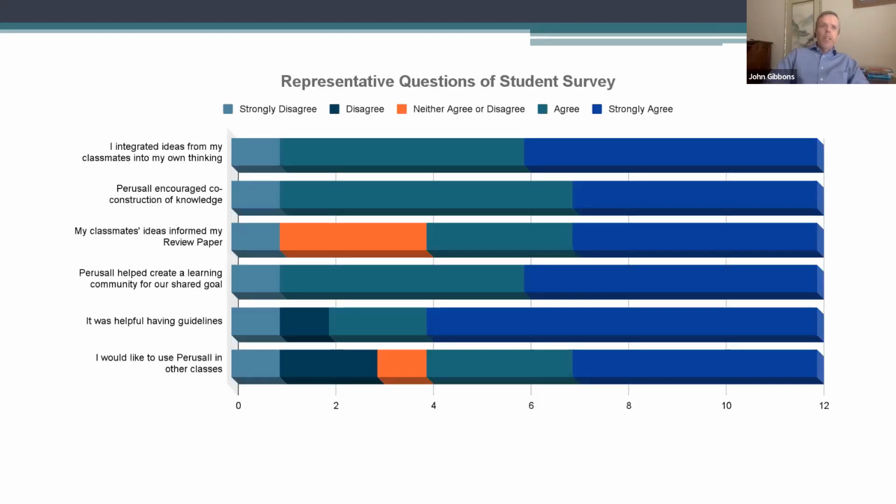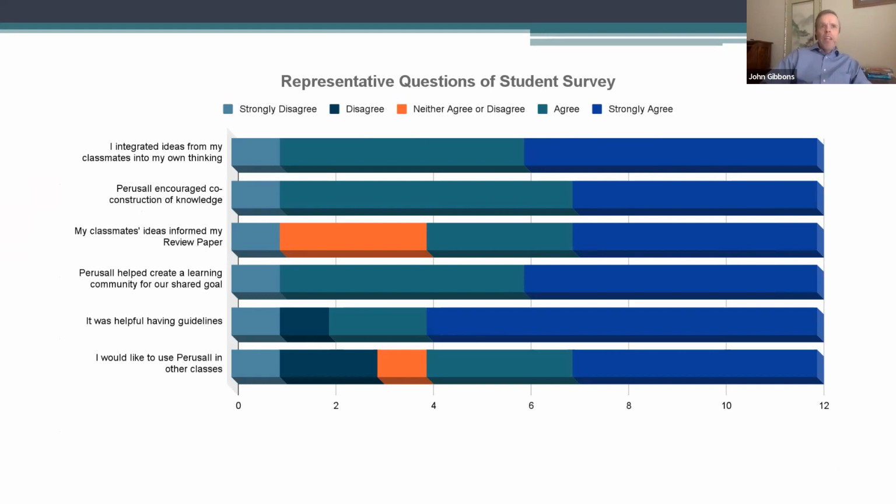And so the survey went out. This is just about 5 of the questions. The survey was a little bit larger, but these are representative of what I found. On the far right in blue is strongly agree, with strongly disagree all the way on the left. You'll notice I had one strongly disagree on all of these. So maybe there was a particular student that didn't enjoy it so much.